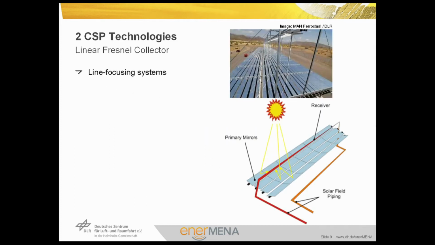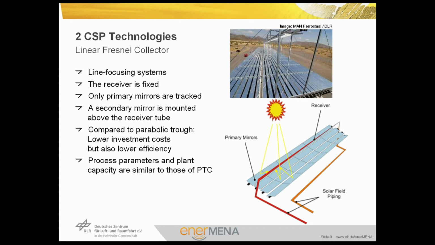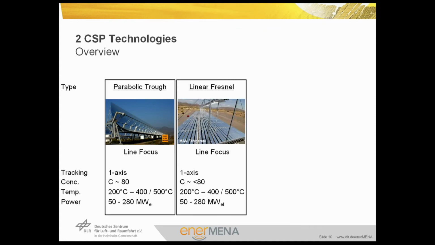So the Fresnel collector is a line-focusing system. The receiver is fixed and only the primary mirrors are tracked. A secondary mirror is mounted above the receiver tube so that rays not hitting directly the receiver tube are redirected towards the receiver. Compared to a parabolic trough, we have got lower investment costs but also lower efficiency. Process parameters and plant capacity are similar to those of a parabolic trough collector. Commercial plants up to 30 megawatt electric are being built. To resume, linear Fresnel collectors are, as parabolic troughs, one-axis tracking and have similar concentration factors, temperature and power ranges.